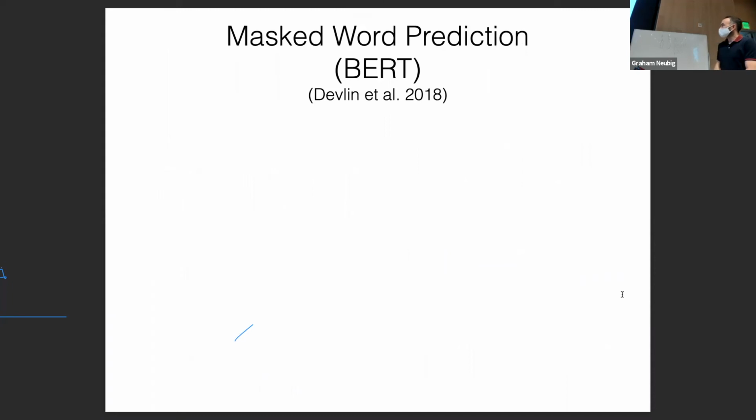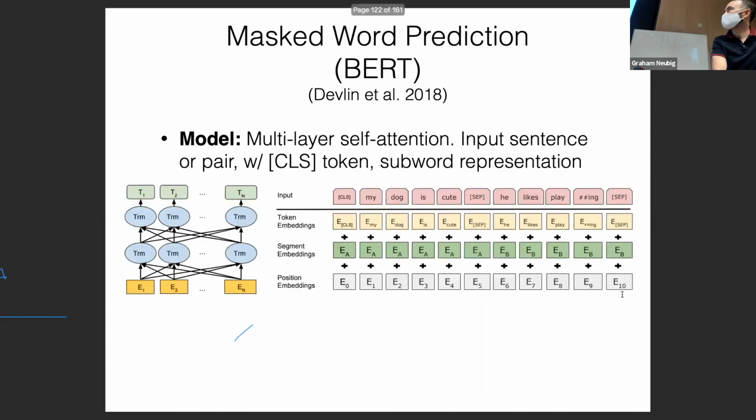So that's kind of a historical note. These aren't used as much anymore, but they led into the masked word prediction or masked language modeling objective that is used in BERT, and this is kind of the bread and butter of representation learning nowadays.